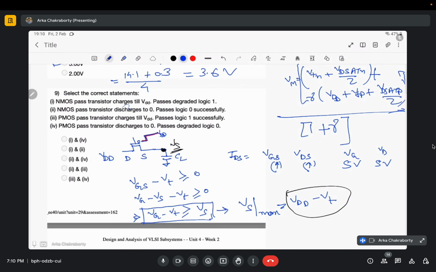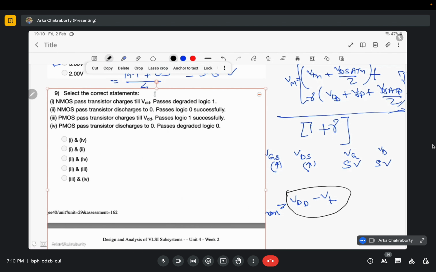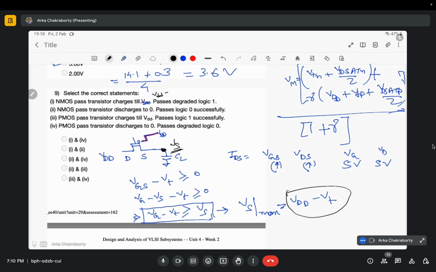So, NMOS pass transistor charges till Vd, passes degraded logic 1. Whether it is true or false? NMOS does not charge till Vd, it charges up to VDD minus Vt, so it is false. Okay, so it is false. Now the next statement: NMOS pass transistor discharges to 0, passes logic 0 successfully.